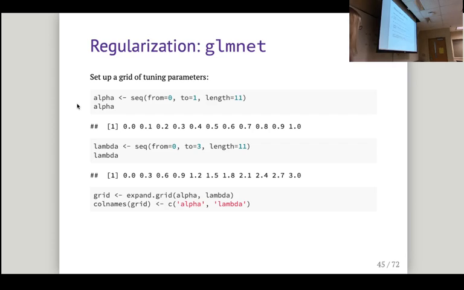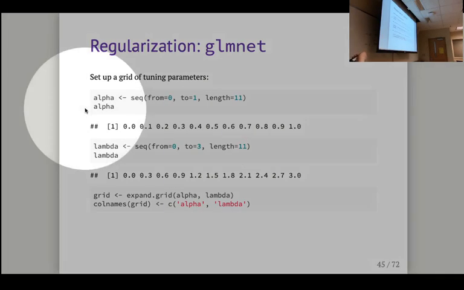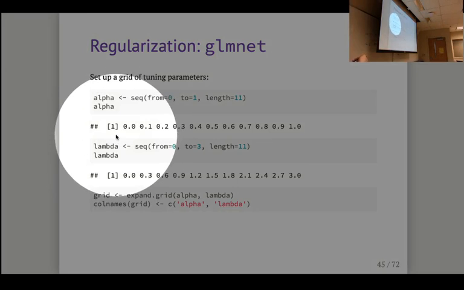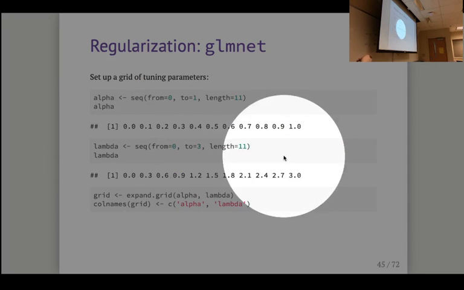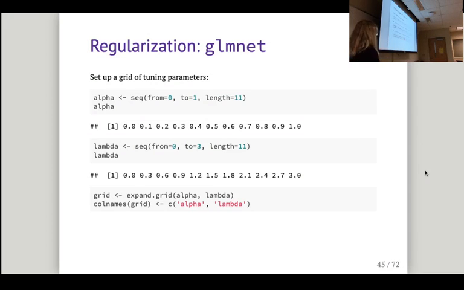So here's how you might implement this. I'm going to set up a grid of tuning parameters. I'm going to let alpha be a sequence from 0 to 1, in increments of 0.1. So 0, 0.1, 0.2, and so on. Lambda, I'm going to go from 0 to 3, again with a grid length of 11, just so I have nice decimals. Then my grid of tuning parameters is going to be every combination of these. So there are 121 different combinations of tuning parameters that we're going to test with this first fit of the model.